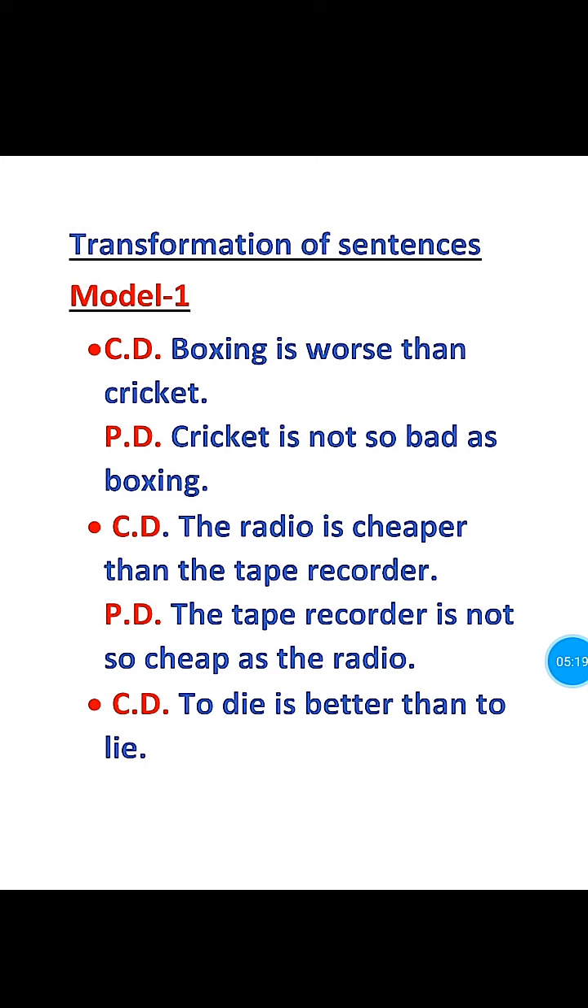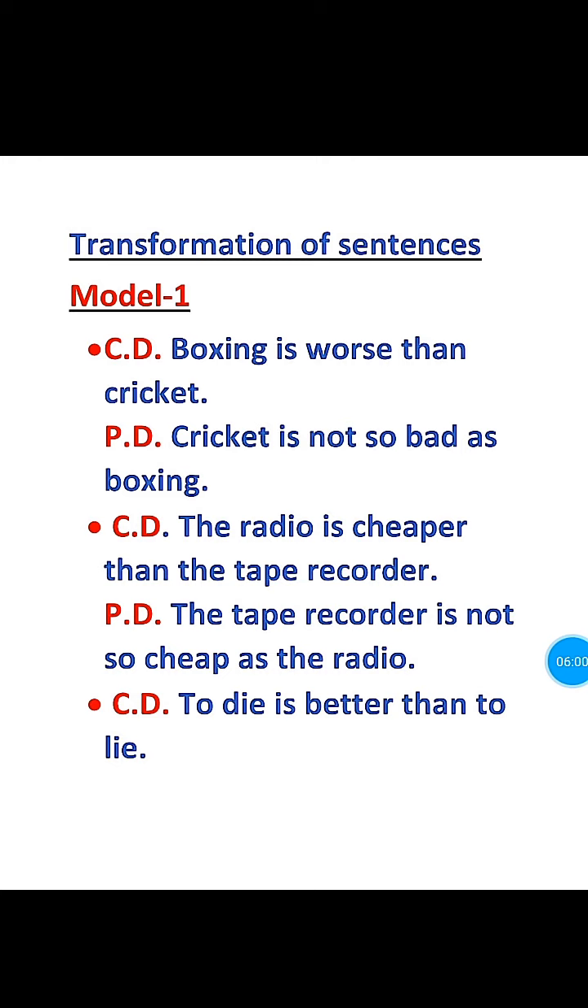Model 1, comparative degree. Boxing is worse than cricket. In positive degree, cricket is not so bad as boxing. In model 1, there is no superlative degree. In this first model, only comparative degree and positive degrees are there. The radio is cheaper than the tape recorder. The tape recorder is not so cheap as the radio. That means here there is comparison between two things. When there is comparison between two things only, then we have to transform the sentences like this.